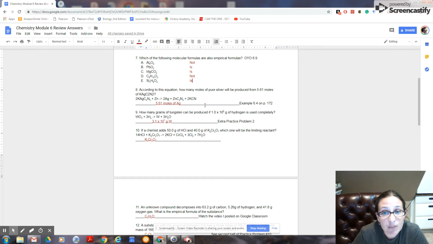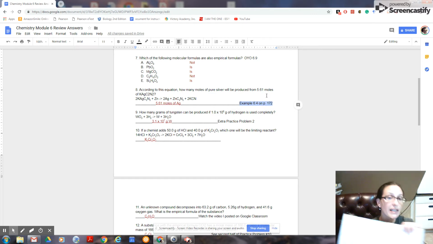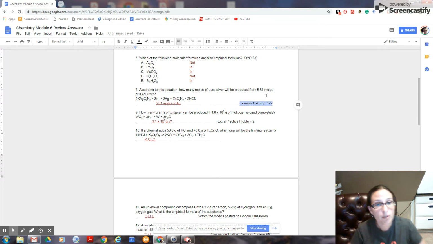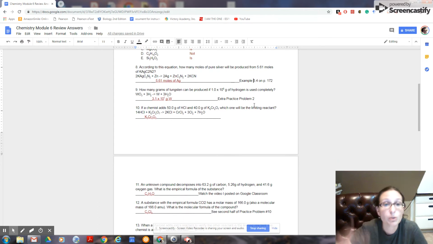Number 8, this one is from example 6.4 on page 172. And I definitely encourage you to go to your book and find this in the book on page 172. It'll step you through each step. But what I want to just show you is how the 2 here for the KAgC2N2 is also the same as the 2 on the other side for the silver. So since it's a 1-to-1 ratio, it's going to be the same number of moles. But it will show you in the book on page 172 how to do each step.